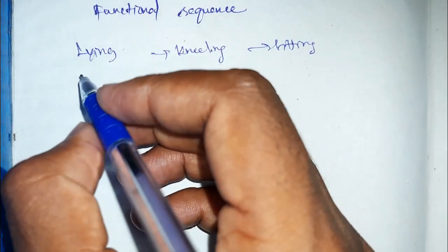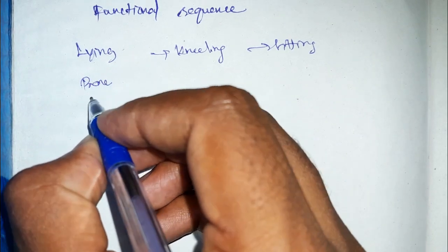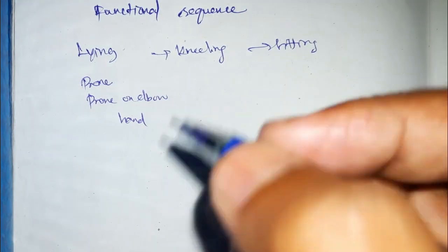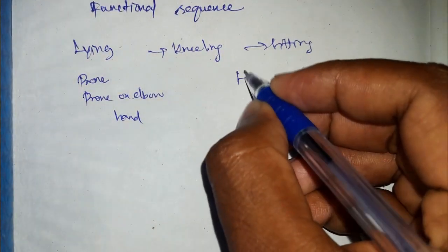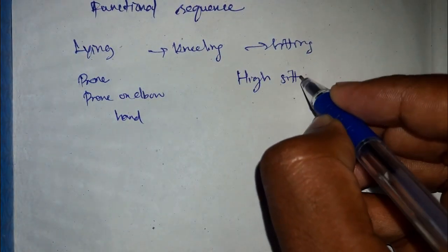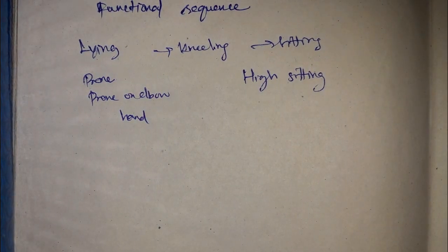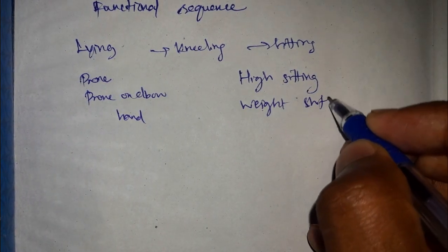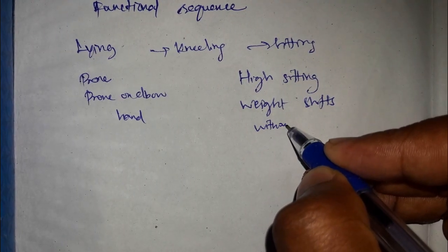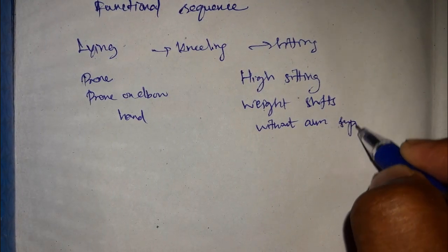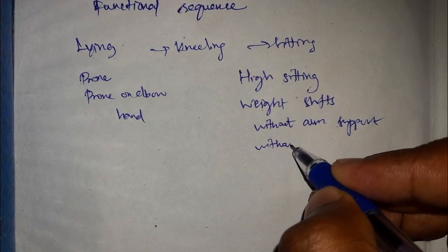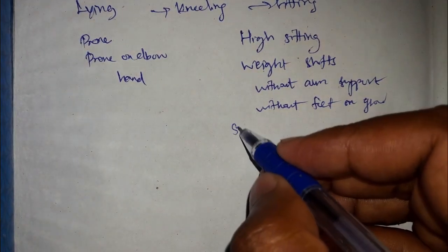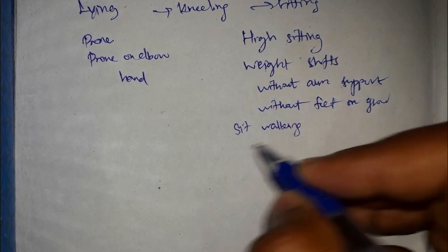In lying we have some positions: prone lying, then prone on elbow, then prone on hand. Then in sitting, high sitting: foot on ground with arm support, then weight shift with arm support, then without arm support, then without the feet touching the floor, then feet touching the floor, then sit walking, that is walking while sitting, then long sitting.